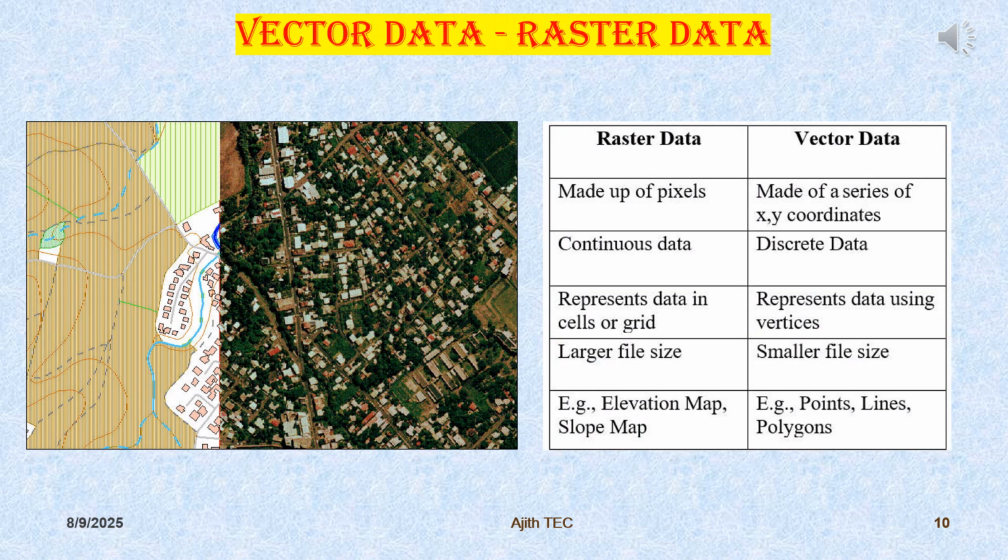Vector data, raster data analysis. Raster data has the following characteristics: made up of pixels, continuous data, represents data in cells or a grid, larger file size, for example an elevation map or slope map. Vector data has the following characteristics: made of a series of x, y coordinates, discrete data, represents data using vertices, smaller file size, for example point, line and polygon.